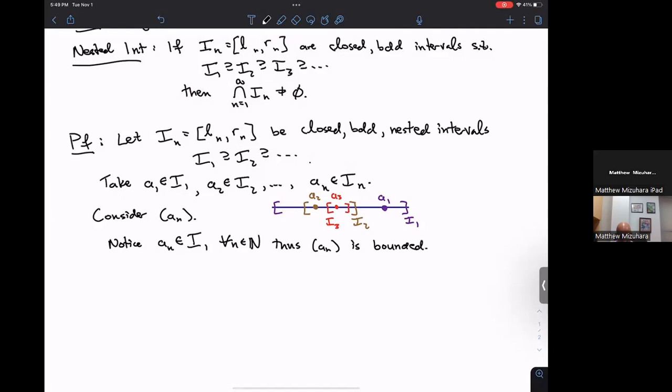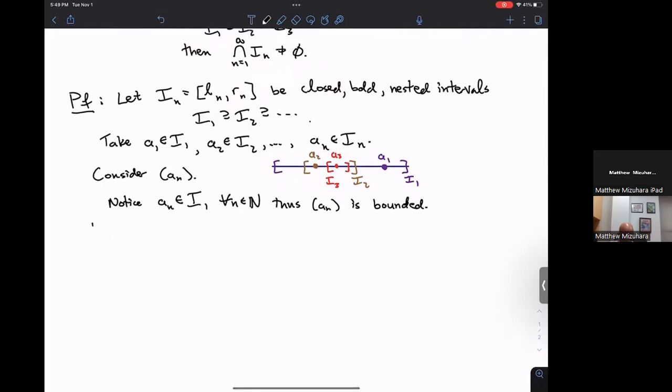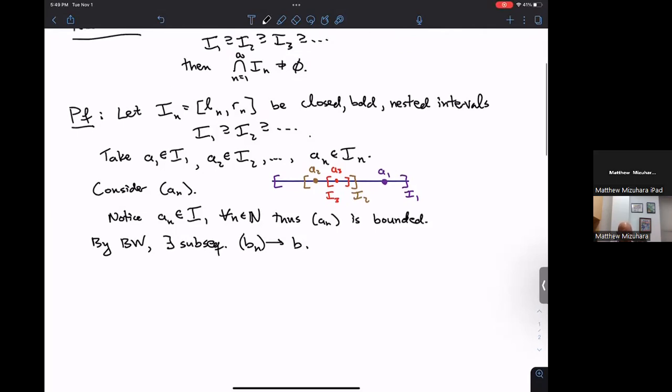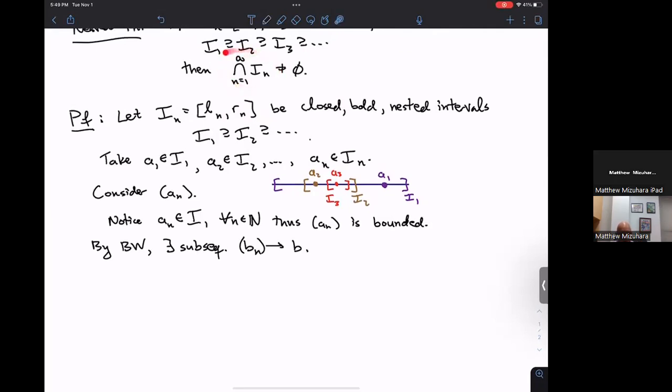The reason this is important to notice is because I can now apply the Bolzano-Weierstrass theorem. So by BW, there exists a subsequence B sub n, which converges, right? Let's call the limit B. Okay. So I don't know about you, but my gut instinct tells me that if there's any hope of showing that the intersection is non-empty, I sure wonder if that limit B is the thing that's in the intersection.